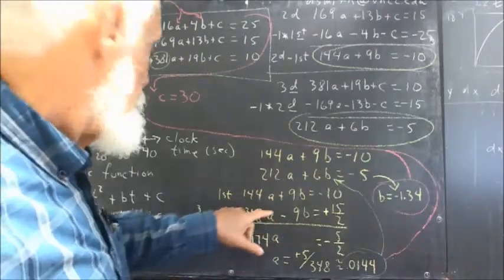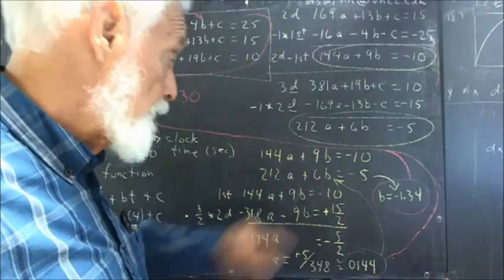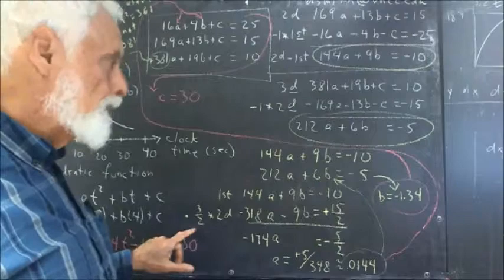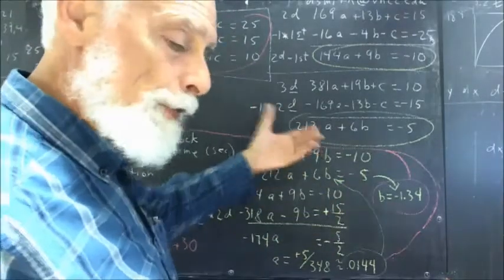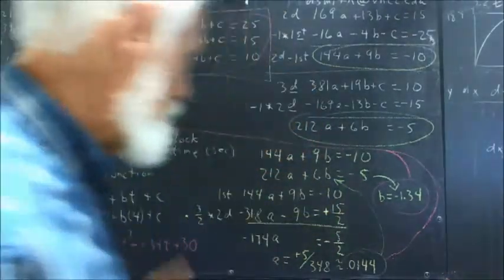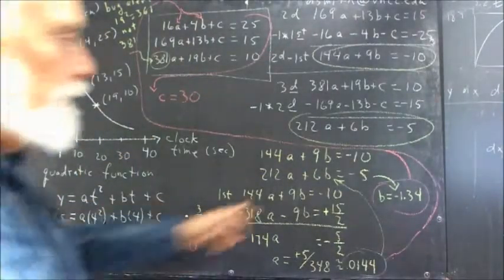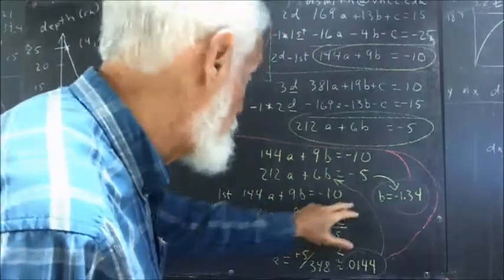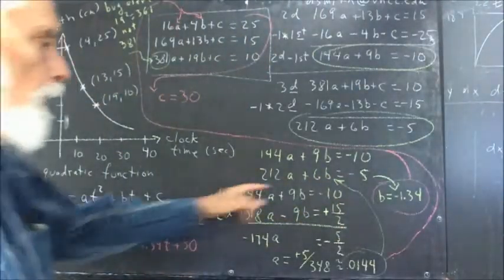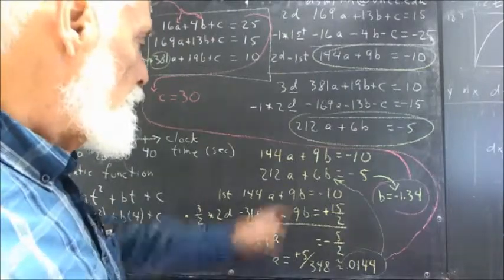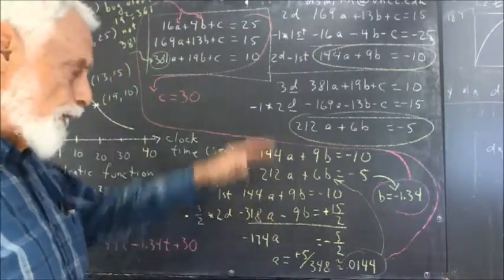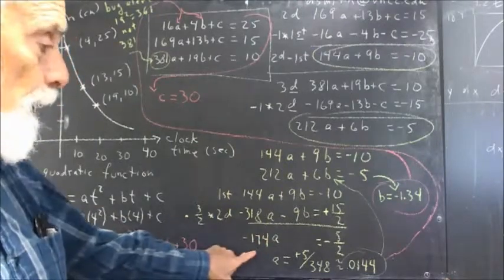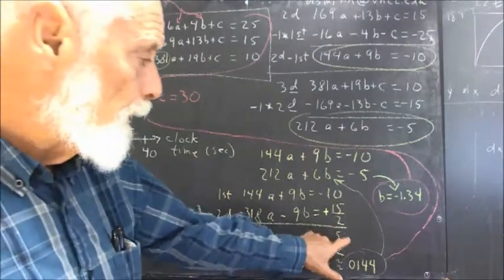And then -3/2 times 6 is -9. That's easy. And -3/2 times -5, well, 3/2 of 5 is 7.5 or 15/2. 3/2 times 5 is 15/2, so -3/2 times -5 is a positive 15/2. So here are the two equations, and the b terms are lined up so that when I add these two equations, the b goes away. And I end up with -174a equals -5/2.